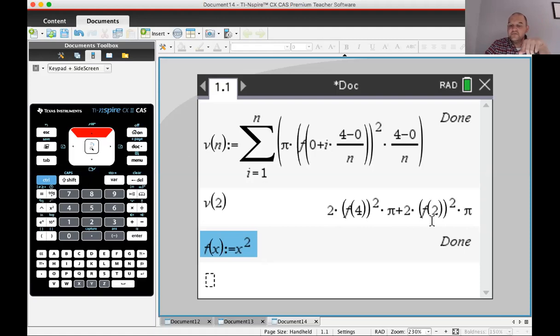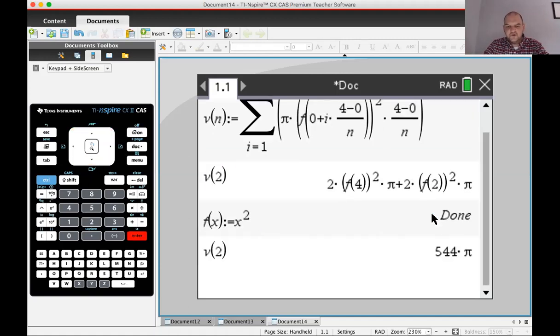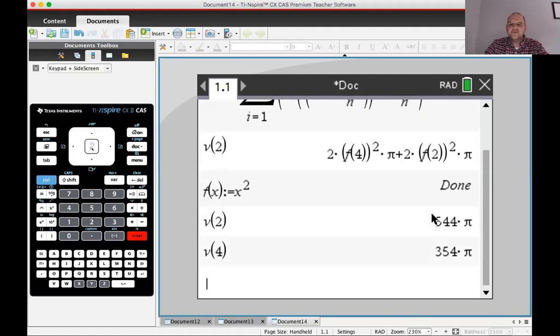F of 2 is where you find the first radius. That is the first radius, right? Because you start at 0, you have delta x is 2, so now you're at 2. Plug it in, that's f of 2. Square it, and you got your cylinder. So it made sense, but not what I was looking for. This is what I was looking for. Then if I do V of 4, I get 354 pi.